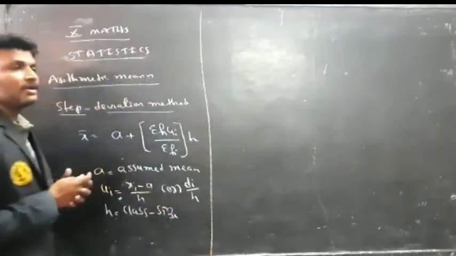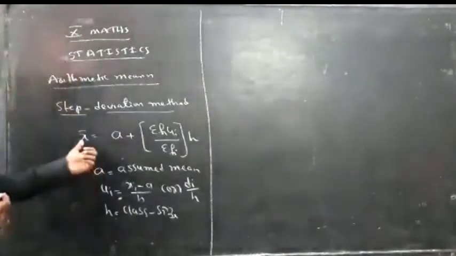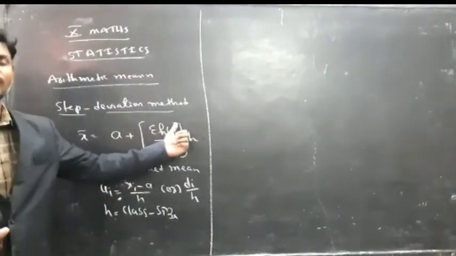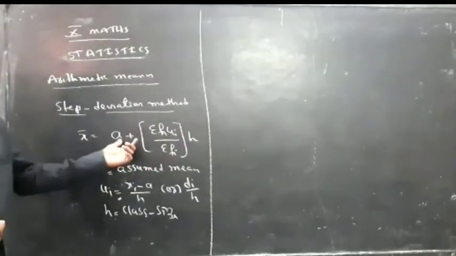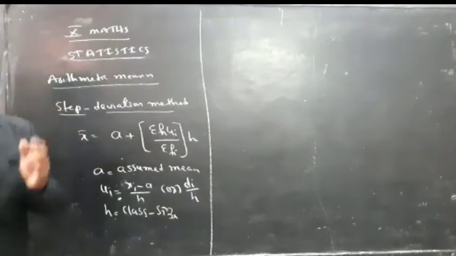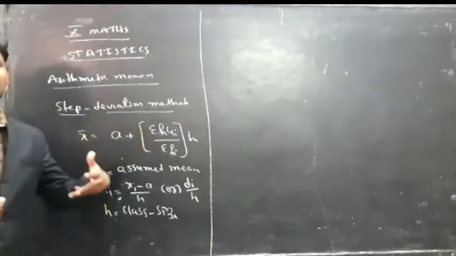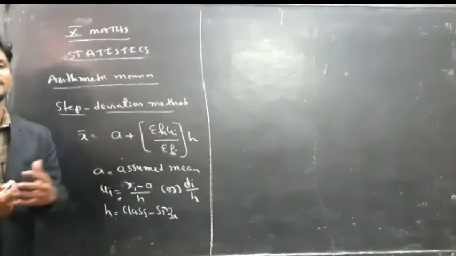So the formula to find the mean by using the step deviation method is X bar is equal to A plus sigma Fi Ui by sigma Fi into H. What is the meaning of A? A is nothing but the assumed mean. And Ui is equal to Xi minus A by H, or Di by H. And H is equal to the size of the class.